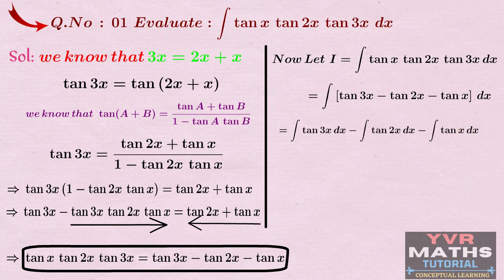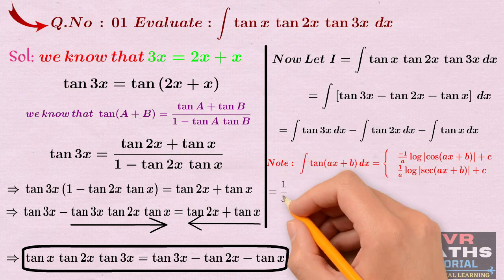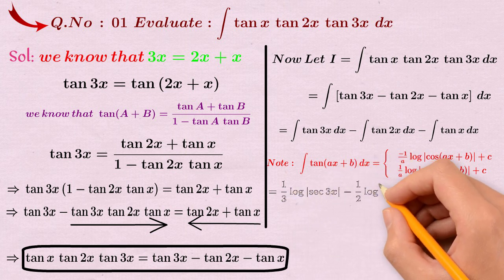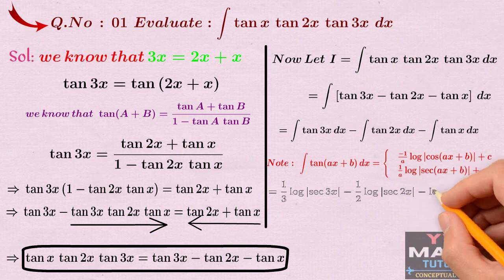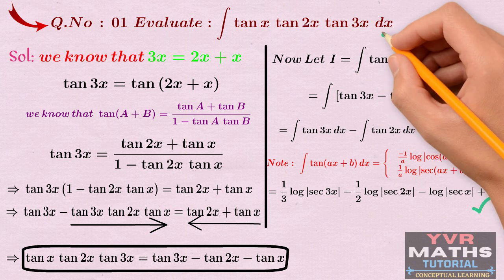We know the standard results which we discussed in the previous slides. We know the formula for integral tan of ax plus b dx. So by using this standard formula, we will write the integral of these three terms. Then the next step is 1 by 3 into log modulus of secant 3x minus 1 by 2 into log modulus of secant 2x minus log modulus of secant x plus c. So this is the integral of the given question.